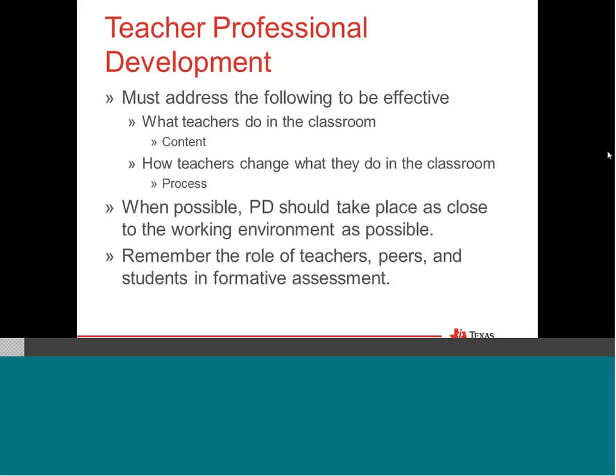And so we can't forget that students are part of this process as well, and we need to make sure that we're helping them, that we're teaching them, that we're giving them some development along the way.